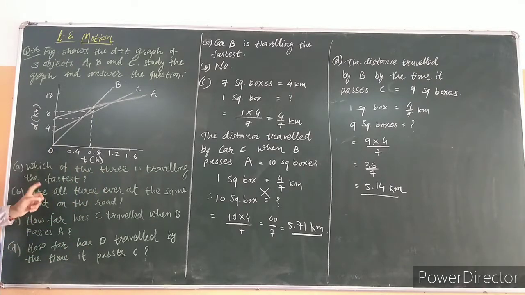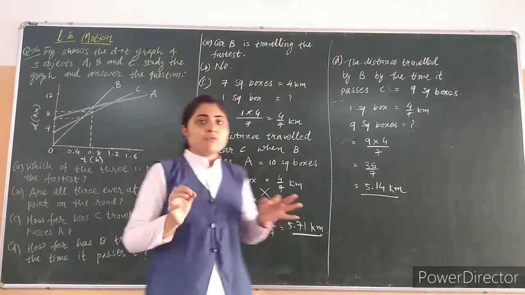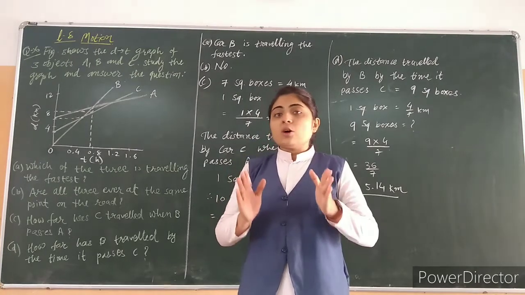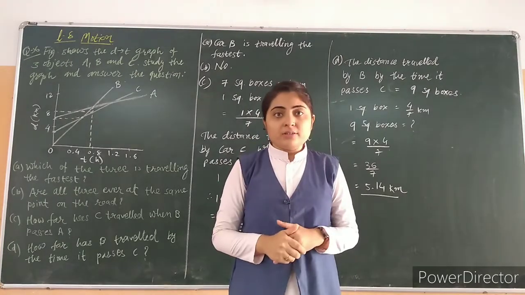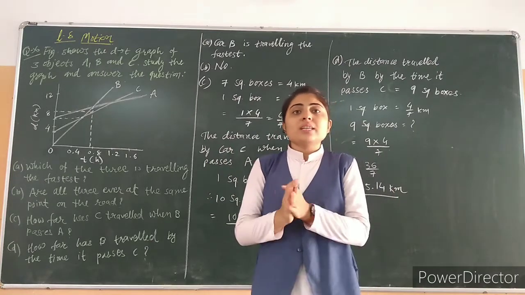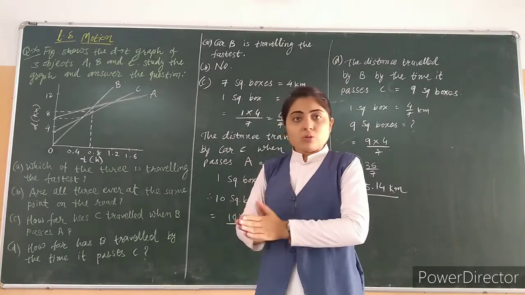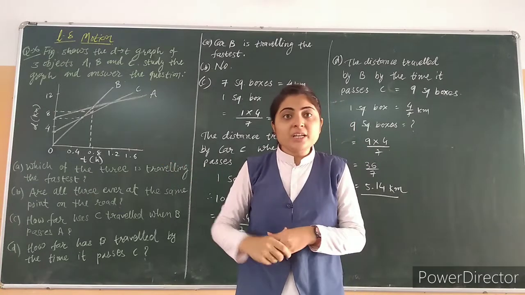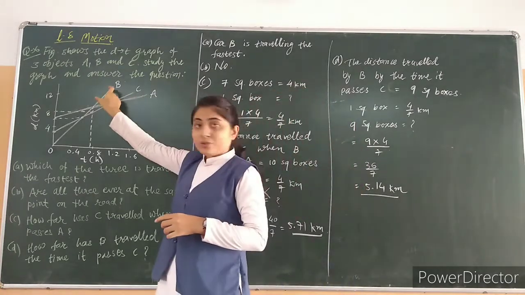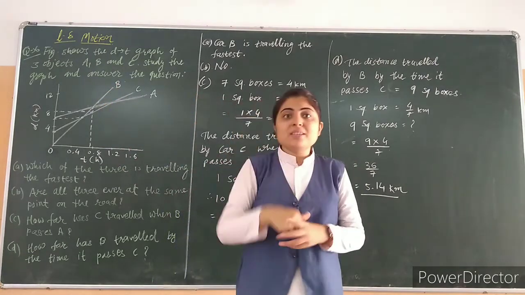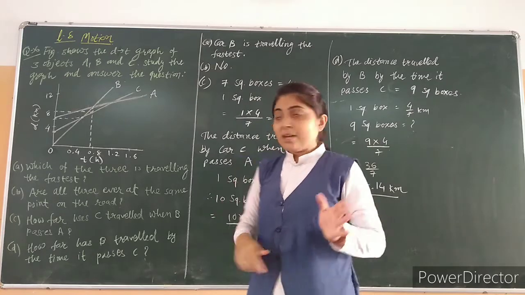Which of the 3 is traveling the fastest? Out of these 3 objects A, B and C, which is the fastest? Fastest means the object traveling with more speed, right? So which object has the highest speed? We know that speed can be found from the distance versus time graph. How can we find the speed? By taking any 2 points on the graph, A and B, and taking a point C such that it makes an ABC triangle. If you remember this, okay?